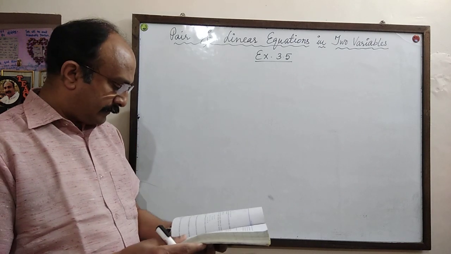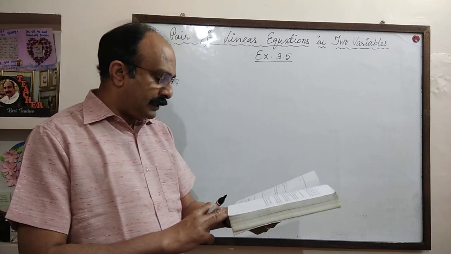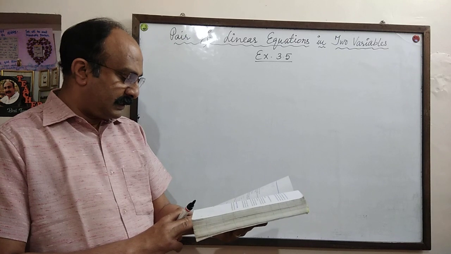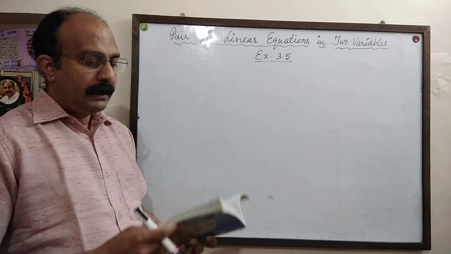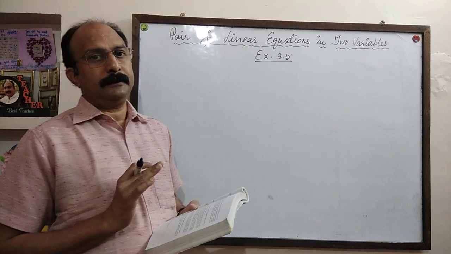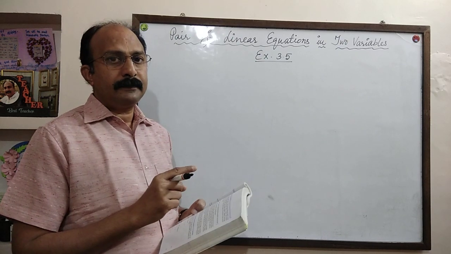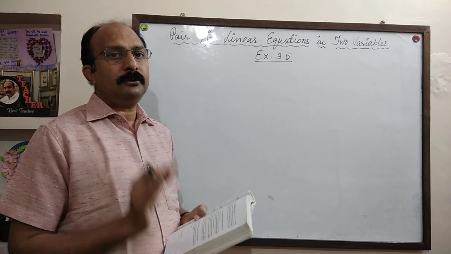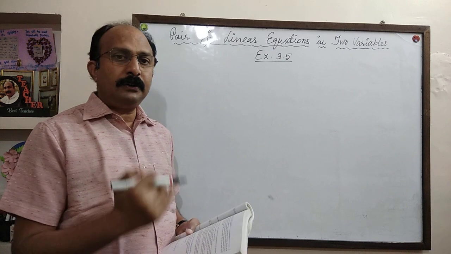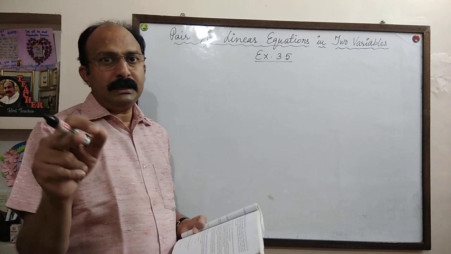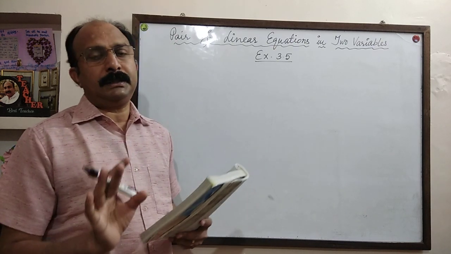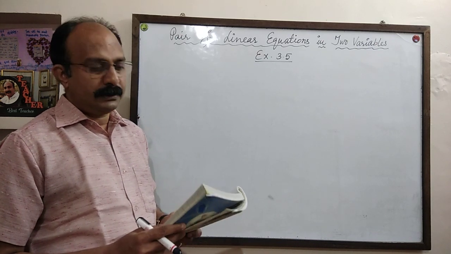Now question number 4. Form the pair of linear equations in the following problems and find their solutions if they exist by any algebraic method. Now you are given the freedom to solve these questions by any algebraic method. As I told you in my previous class, the best method for solving a pair of linear equations is the elimination method. By equating the coefficients of any one variable, eliminate by subtraction or addition. So the elimination method is the most commonly followed method for solving a pair of linear equations.